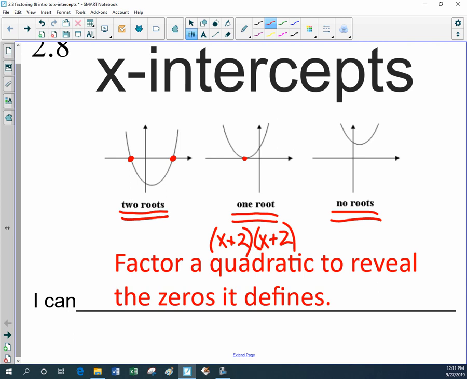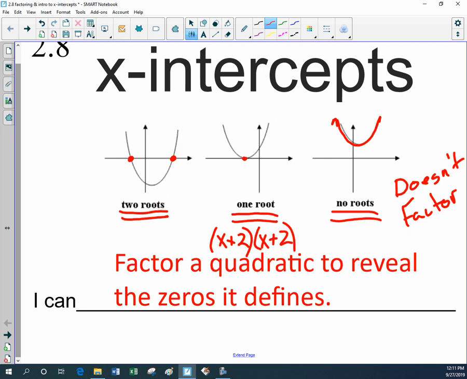Then the third possibility is that there's no roots. This goes back to our last assignment and those couple problems where we weren't able to factor them. There wasn't any combination of numbers that would work to factor. So if a problem doesn't factor, then there's no roots. And if there's no roots, then the graph does not cross the x-axis. So the number of times that the graph crosses the x-axis is going to be determined by how many solutions we end up with.